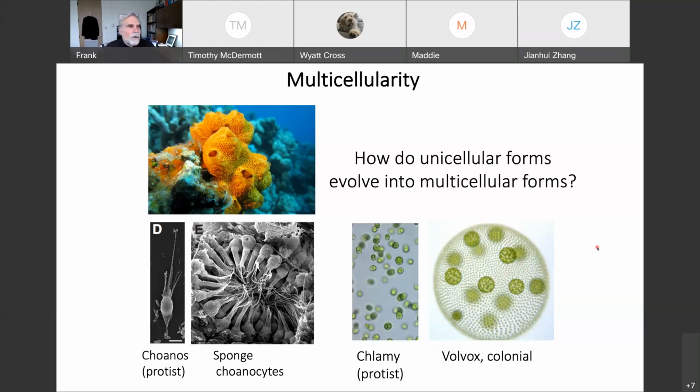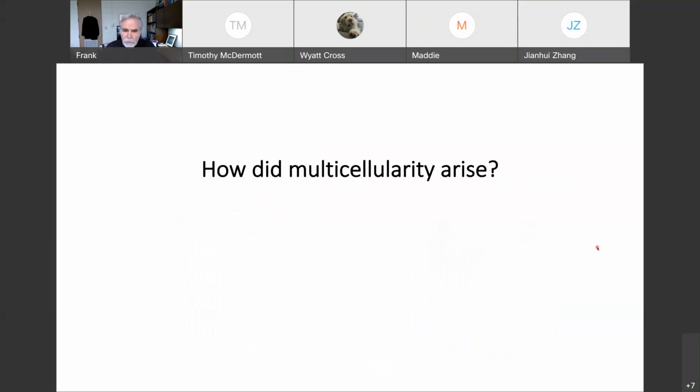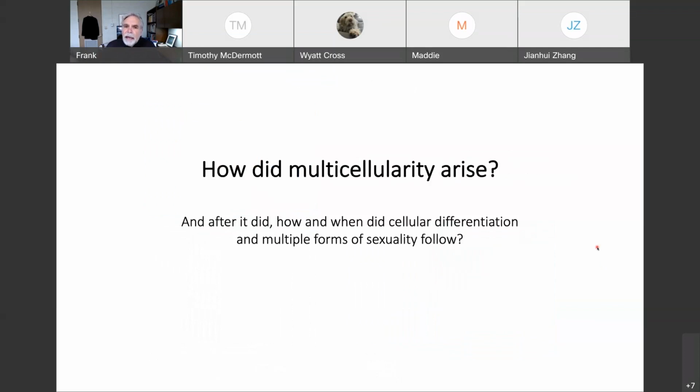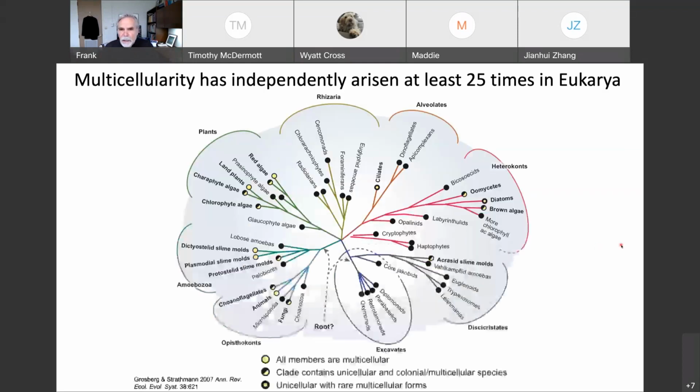So how do unicellular forms evolve into multicellular ones? In other words, how did multicellularity arise? And after it did, how and when did cellular differentiation and various forms of sexuality follow? Because once you get an unequal investment by parents in eggs versus sperm, once you have anisogamy, a big difference in the size and content and the expense of making these, then all other forms of sexual differentiation and sexual selection follow.